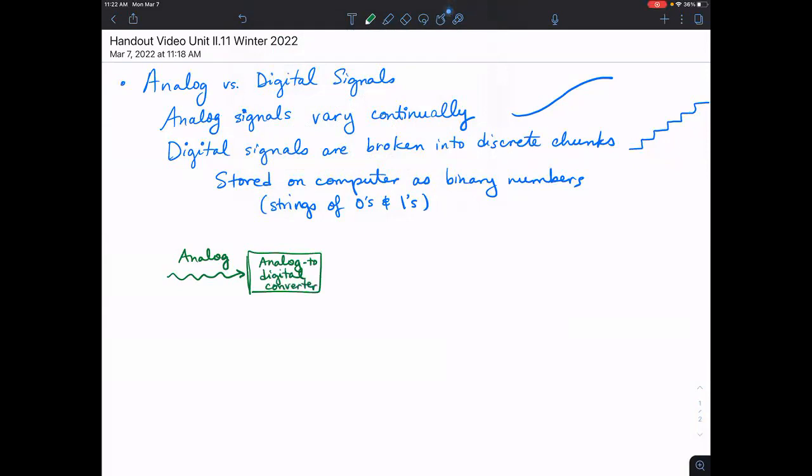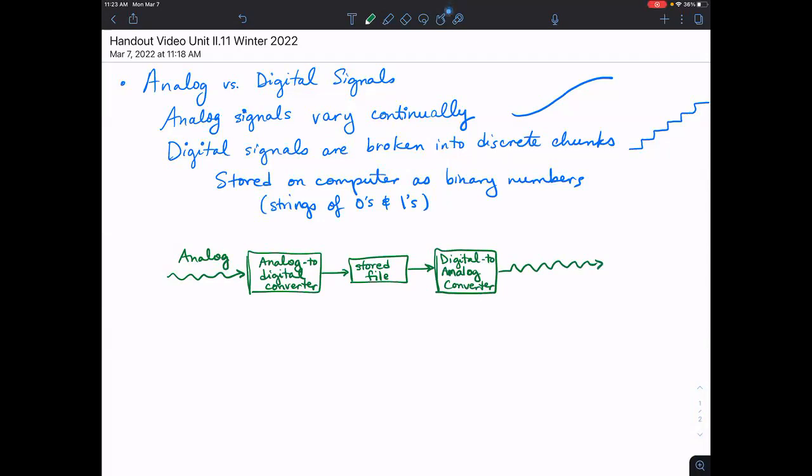And then that will send out a binary number that will be stored in a computer file. And then when you want to listen to that stored file, it will go into a digital to analog converter. That then will produce the sound wave again.